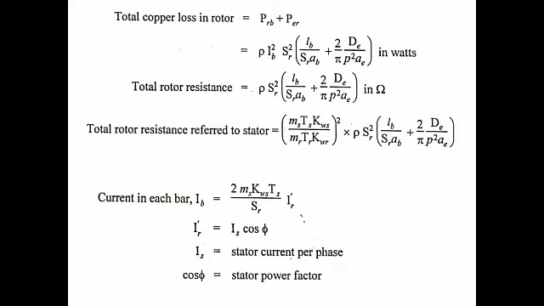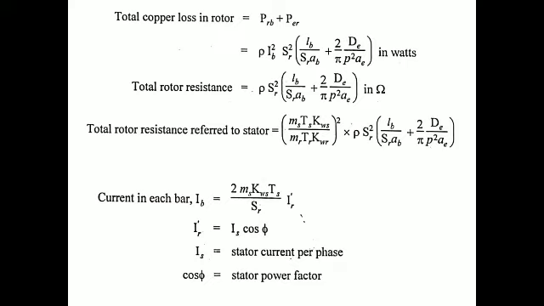Then the current values, the current in each phase. To find the current in each phase, the formula is IB equals 2 into MS KWS TS divided by TR into IR dash. That IR dash is the rotor current referred to stator, for which the equation is below: IS into cos phi. By using this formula, we can easily predict the current value of the rotor. That IB is required to substitute to calculate the rotor resistance.